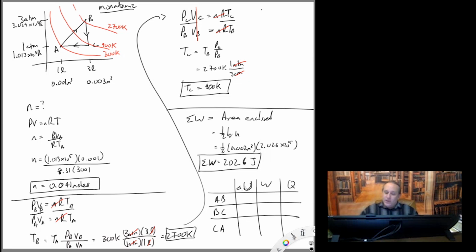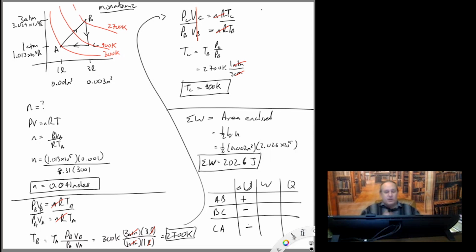So does the temperature go up when we go from A to B? Yeah, it does. So delta U is positive. What about from B to C? What happens to the temperature? Just show me with your thumb. Does it go up or down? Going down. So that's a minus sign. And then going from C to A, what happens with the temperature? Goes down again. Okay, so we've got the signs of delta U.